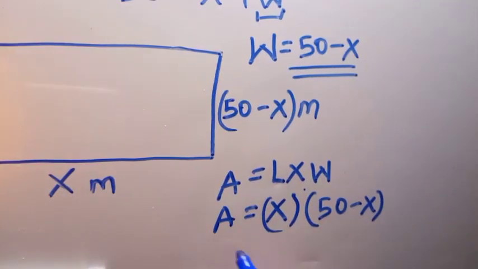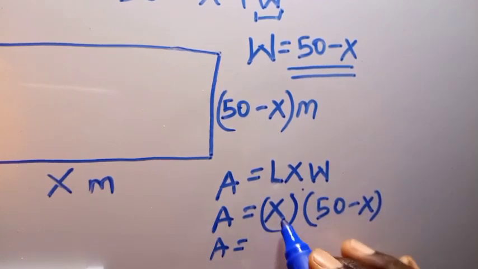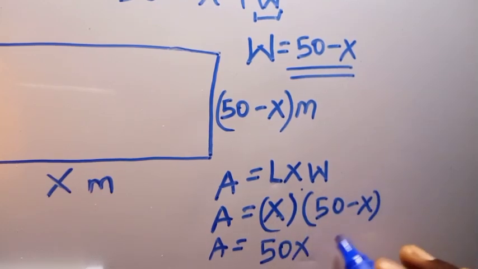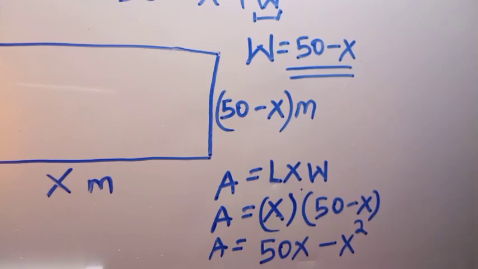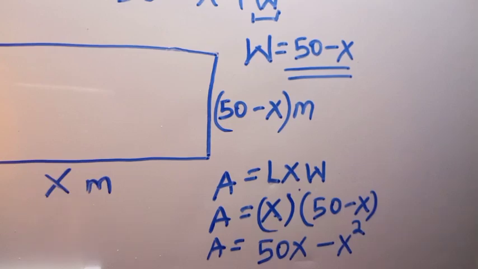Now, from there, we can have our area as, if we expand this, we shall have x times 50, which is 50x. Then x times negative x, which is negative x squared. Now, that will be our area. That will be our area of the rectangular enclosure.